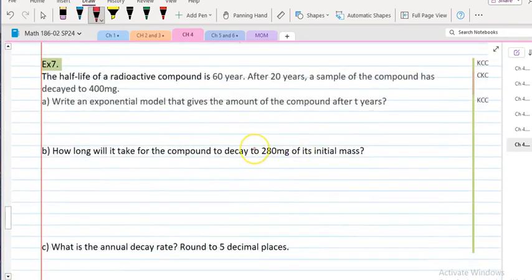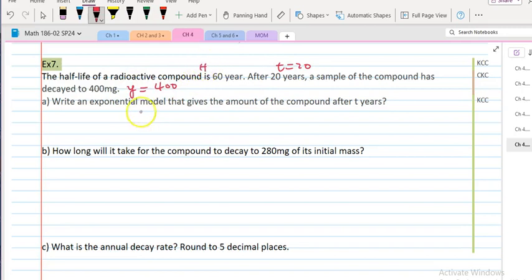So 47 is about half-life and decay also, but they tell you the half-life, and then they tell you 20 years later what is the initial value. But they don't tell you the initial value, so we have to find it. After 20 years, so at t equal to 20, y is equal to 400, right?